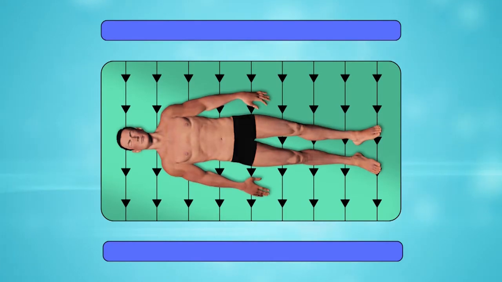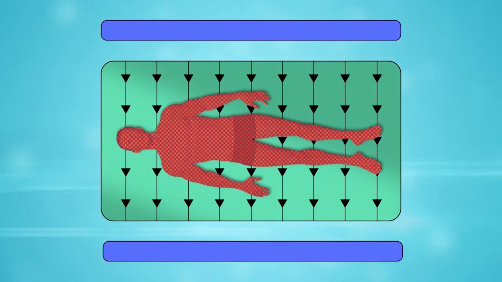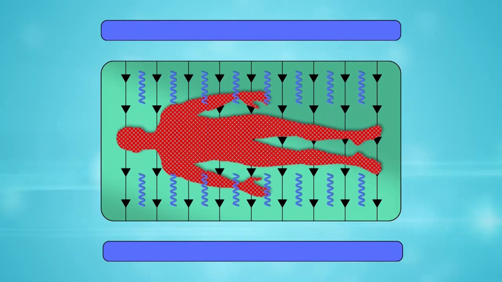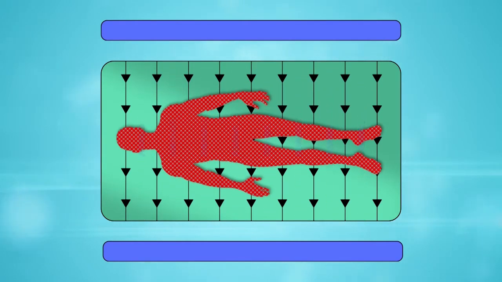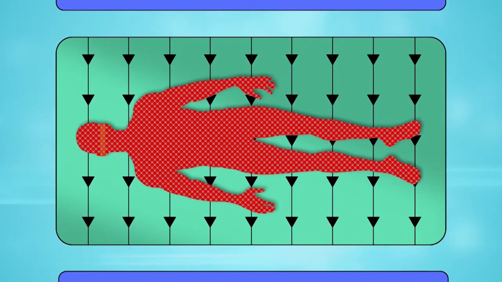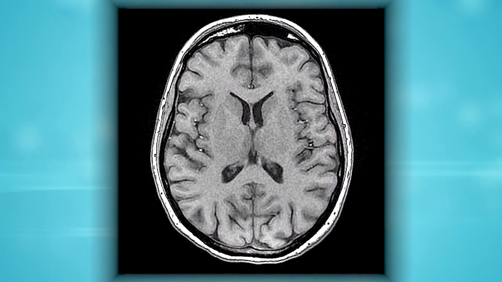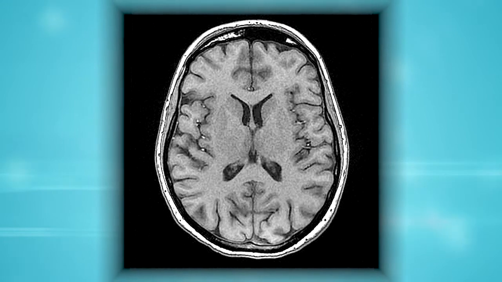During the procedure, the patient's body is exposed to the operation of a strong static magnetic field, as well as impulses of radio frequency electromagnetic waves. These induce the phenomenon of magnetic resonance, whereby hydrogen nuclei within the patient's body emit signals which are received and transformed into images.